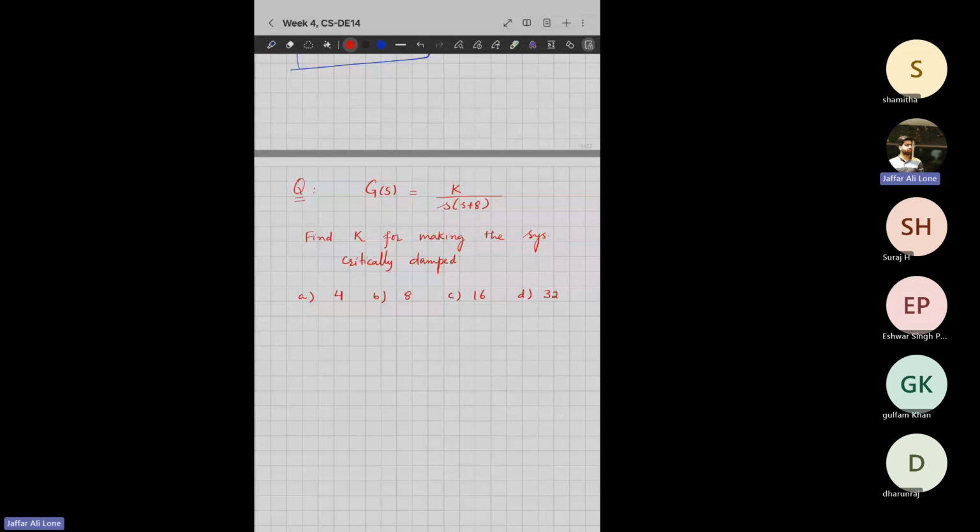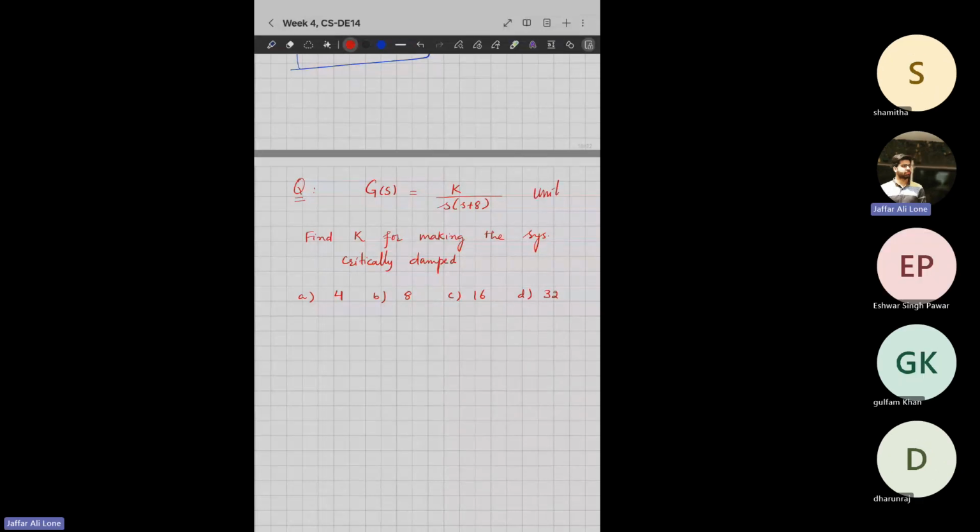So I'll just give you a hint. You know a second order system is critically damped when the value of zeta is 1, right? But how will we find the value of zeta? Your value of zeta comes from the CLTF. So first you will find the CLTF, and it's given as a unity negative feedback system, and the open loop transfer function is given.